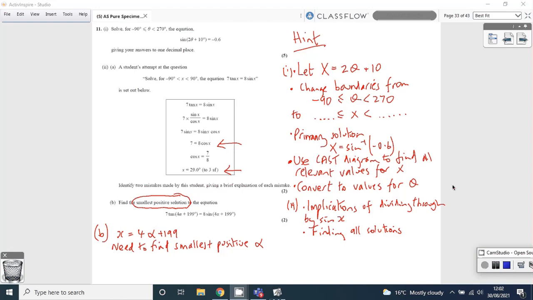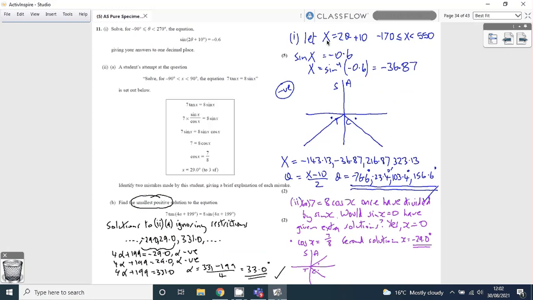And the solutions for question 11. So just following the process for part 1, let capital X equal 2 theta plus 10, and then doubling each of these restrictions and adding 10 gives us my revised boundaries of minus 170 and 550. So now working with my capital X, sin X equals minus 0.6, so I can get my principal solution from solving inverse sin of minus 0.6. Using my calculator in degrees mode, I get my principal solution of minus 36.87.